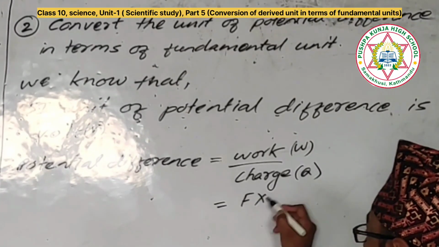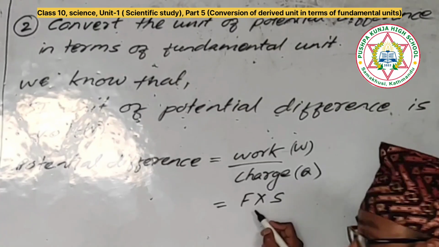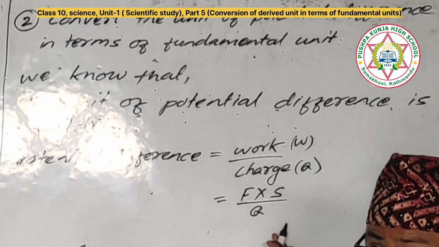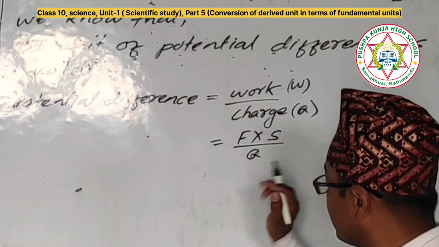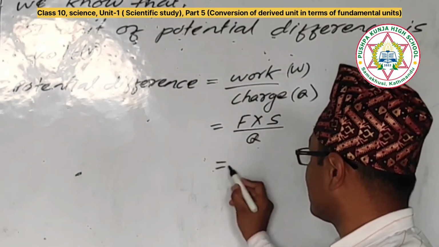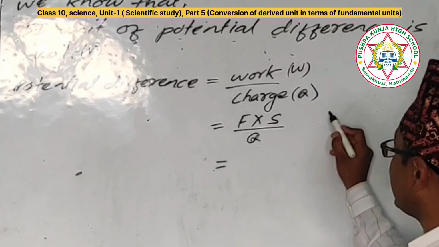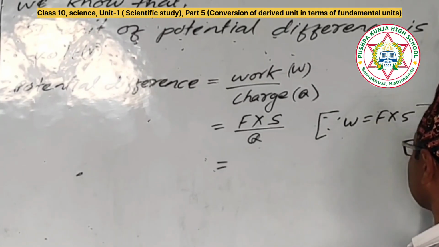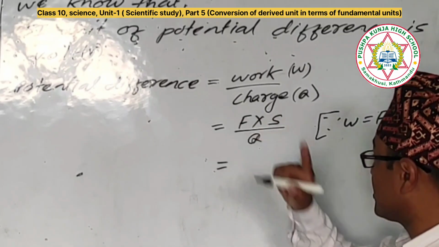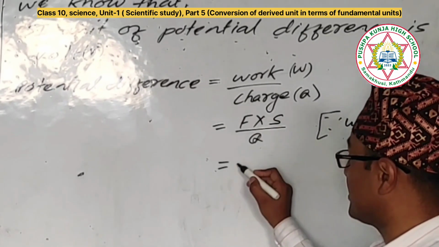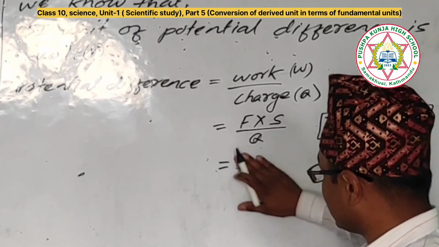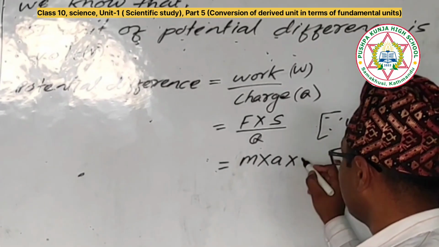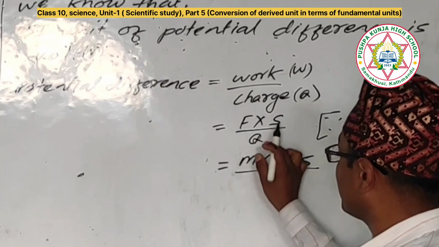Force into displacement. I only wrote the symbols, okay. Divided by charge. Charge as it is. Now again force. What is the formula of force? Why did this come? Because work is equal to F into S. Alright. Now force is still derived. Force means mass into acceleration, so mass into acceleration into S divided by Q.